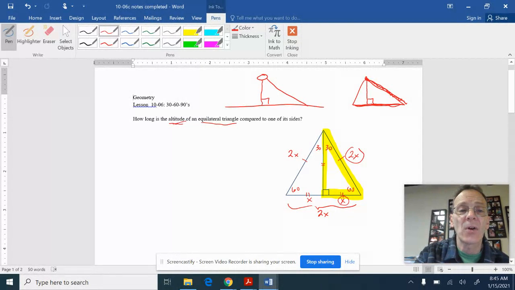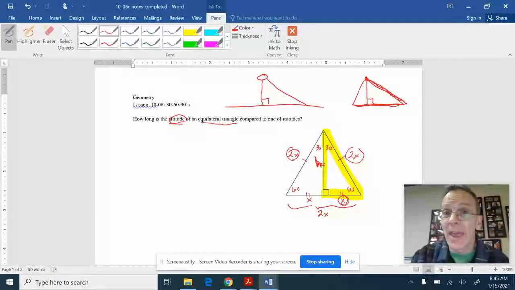Well, the original question was, how long is the altitude? How long is this segment right here compared to one of the sides of the equilateral triangle? Or we could even compare it to this segment right here. So I'm going to call that missing side H right now. I could call it any variable I want, but I certainly don't want to call it X or 2X, because it's going to be longer than X for sure. It's going to be shorter than 2X for sure. So the question is, how many X's is it? That's essentially the question I'm asking. Is it 1.5 X's? 1.6, 1.7? How many X's is that leg?